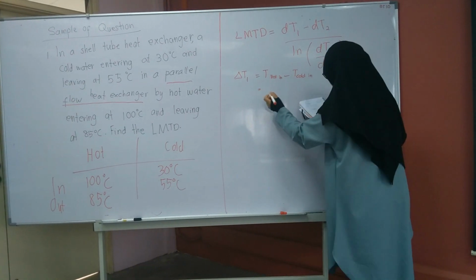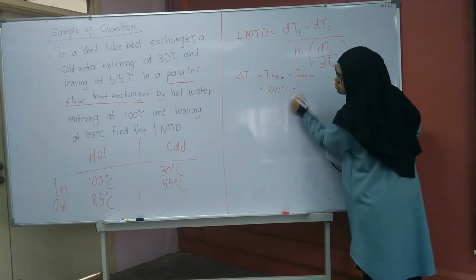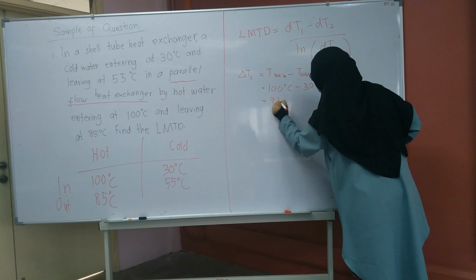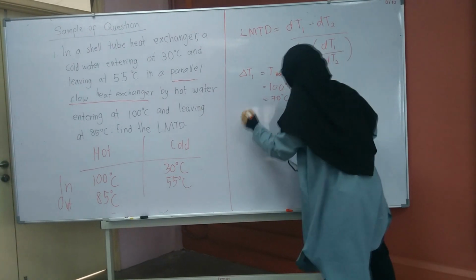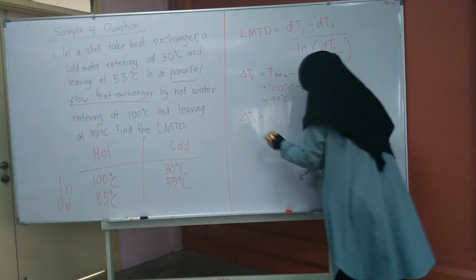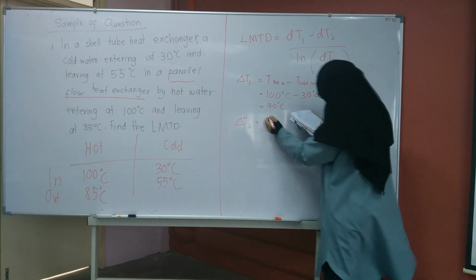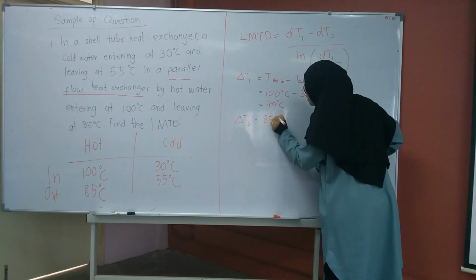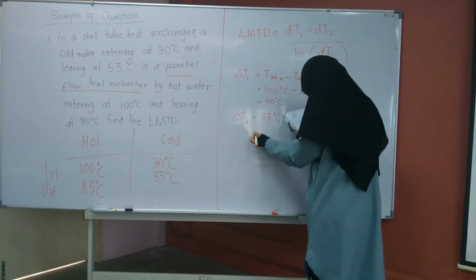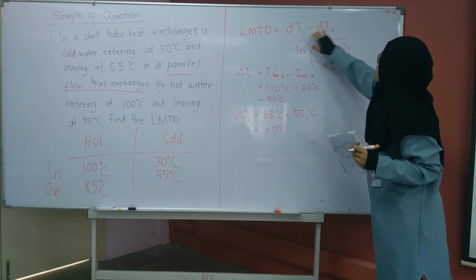Find first, 100 degrees C minus 30 degrees C. So we got 70 degrees C. And for delta T2, 85 degrees C minus 55 degrees C, and the answer is 30 degrees C. So we got delta T1 and delta T2.